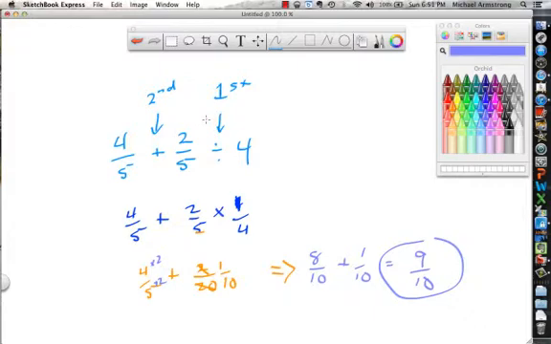Alright, so this is the hard kind. When you have to do order of operations, you have to remember to divide first, which means you have to multiply by the reciprocal. Then you add second. You have to find common denominators and add. So this is the tough one. This one is a little more difficult. We'll call it challenging, not difficult. You guys can do it, and I'll see you tomorrow.